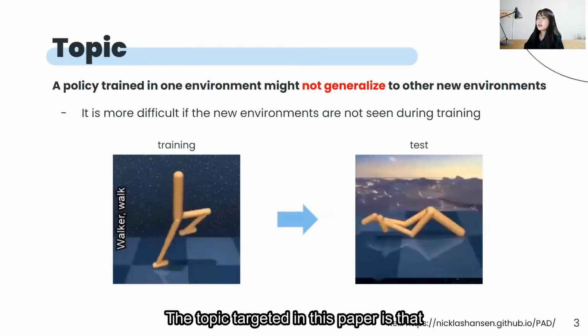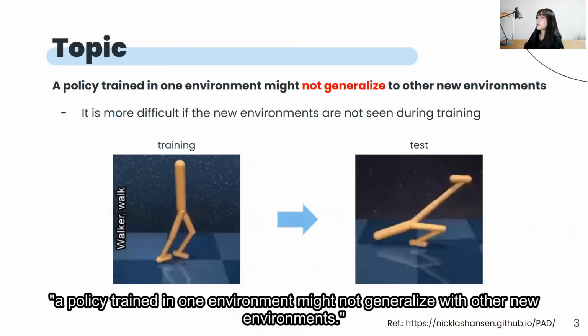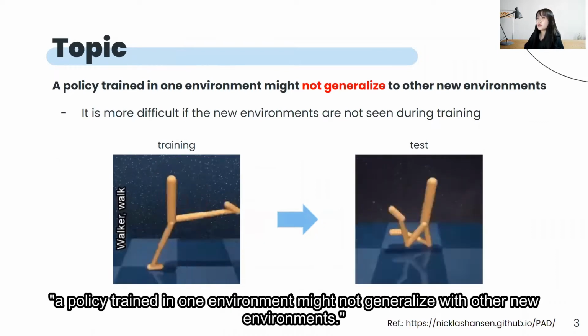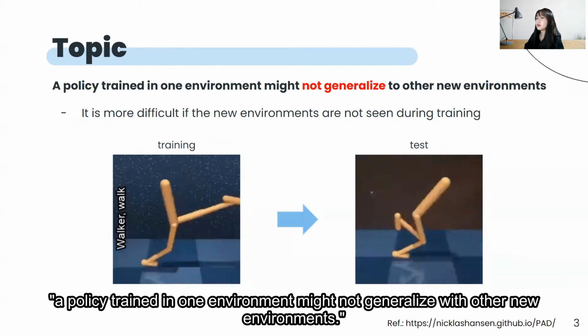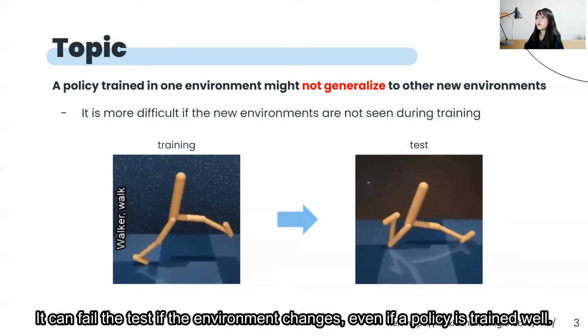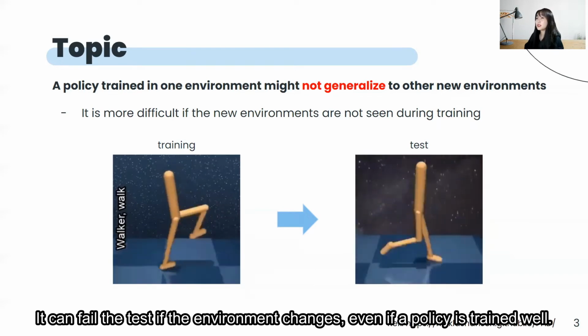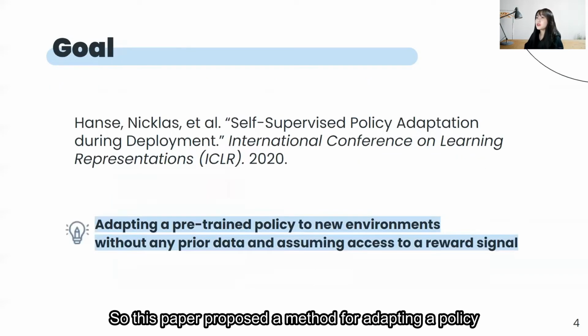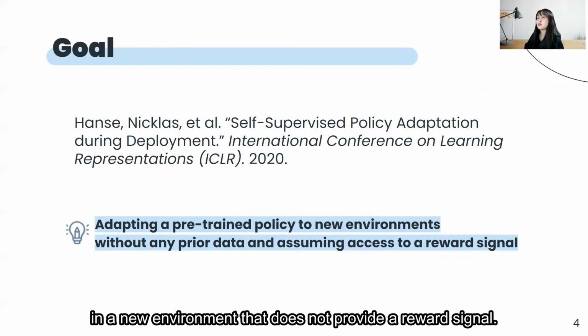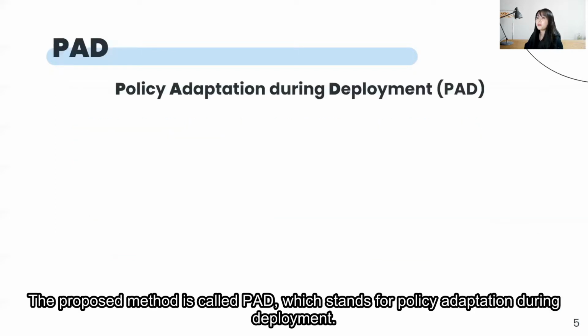The topic targeted in this paper is that a policy trained in one environment might not generalize to other new environments. It can fail the test if the environments change, even if a policy is trained well. So this paper proposed a method for adapting a policy in a new environment that does not provide a reward signal. The proposed method is called PAD, which stands for Policy Adaptation during Deployment.